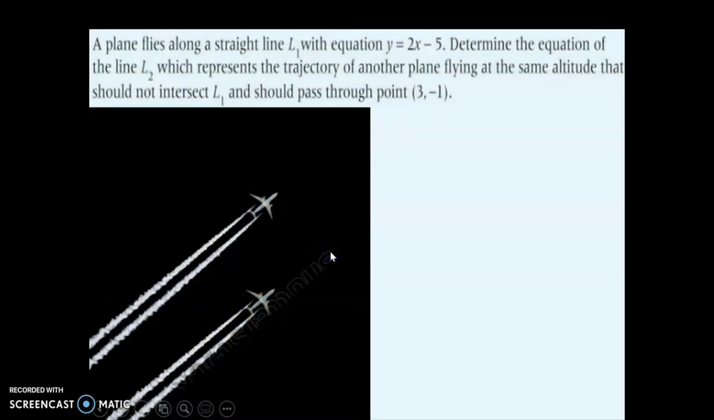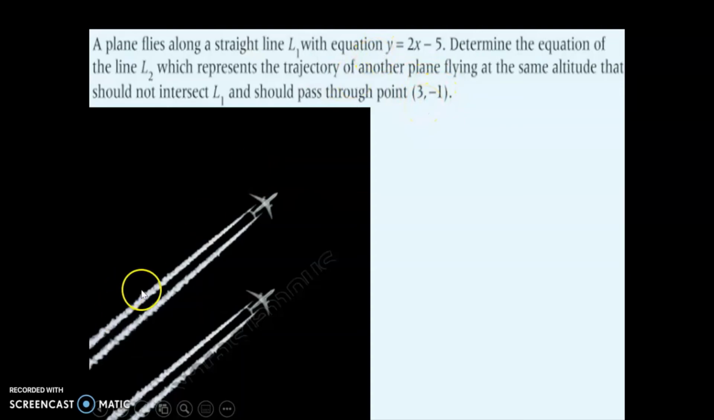Last problem. This one is about some planes, and the planes are flying. Hopefully, if planes are flying near to each other, they're flying parallel to each other so that their paths don't cross. So here's the question. A plane flies along straight line L1 with this equation. Determine the equation of line L2, which represents the trajectory of another plane at the same altitude that should not intersect L1. So we know that the second plane passes through point (3, -1).